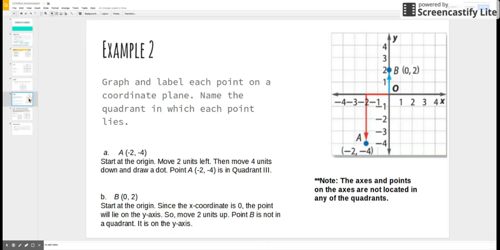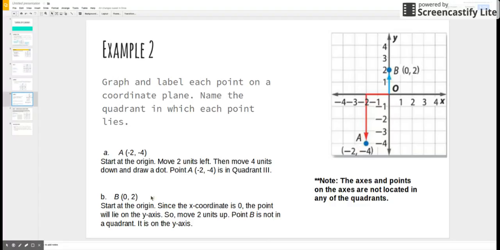Graph and label each point in the coordinate plane. Name the quadrant in which each point lies. So for A, in order to find out where A lies, we go 2 spaces to the left because it's -2, and then 4 spaces down, 1, 2, 3, 4, because it's -2, -4. So if you have a negative, negative ordered pair, it's in quadrant 3.